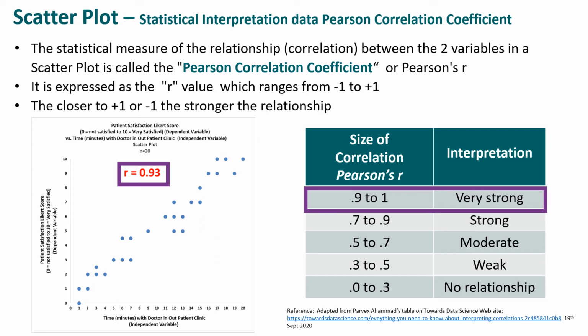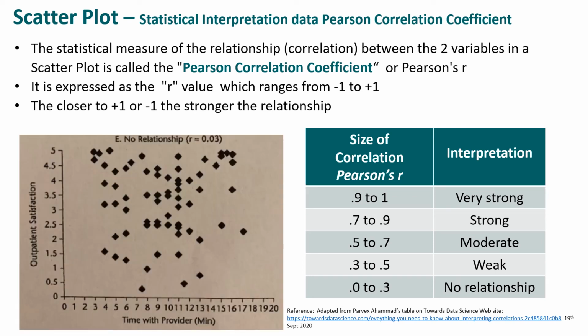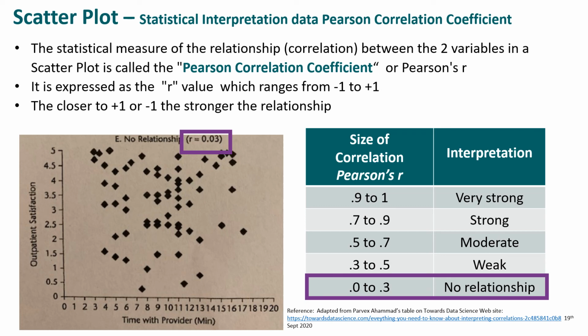So when you look at this next scatter plot, it's looking at the time the patient has with a provider and the level of satisfaction from their outpatient appointment. It has an R value of 0.03, and if you look at that up in the table, 0.0 to 0.3 has no relationship. So this chart, the data is inferring there is no relationship with the time the patient has with the doctor or the provider and the outpatient satisfaction level.